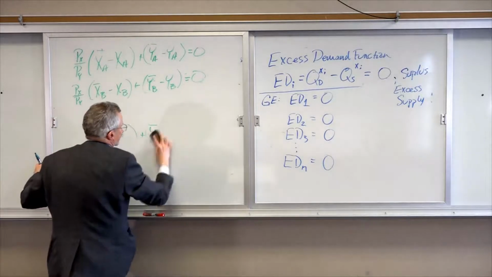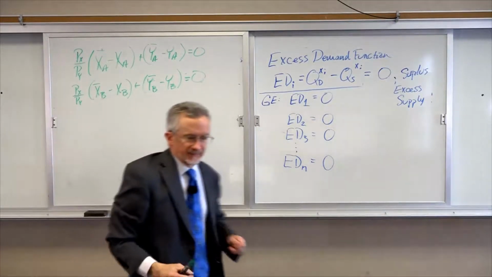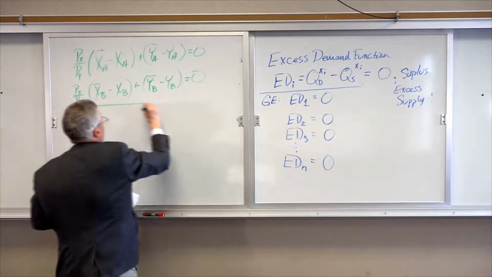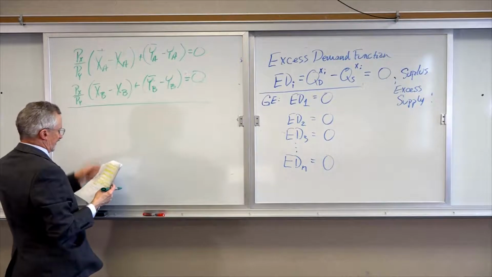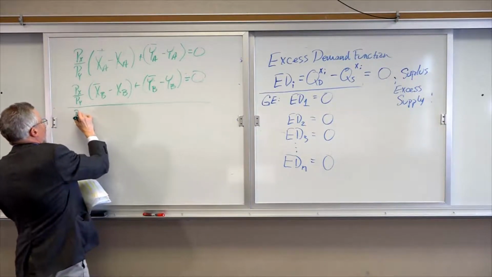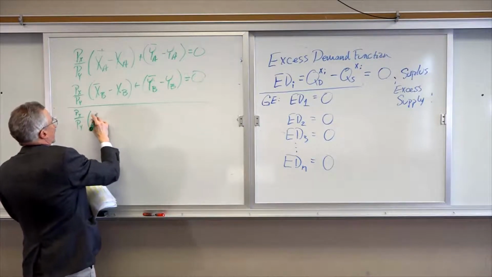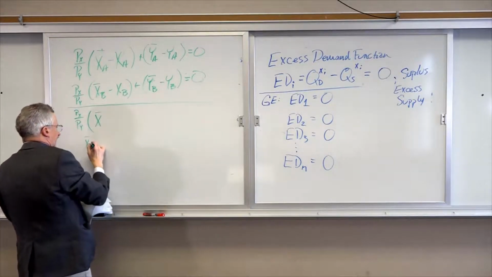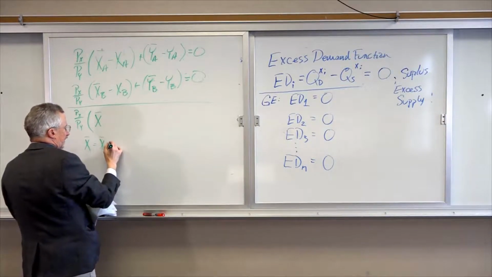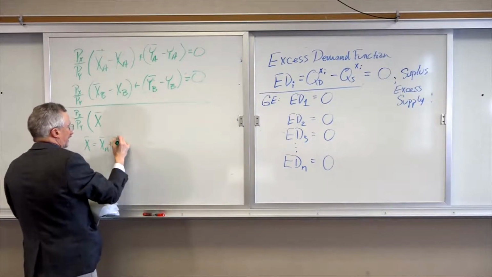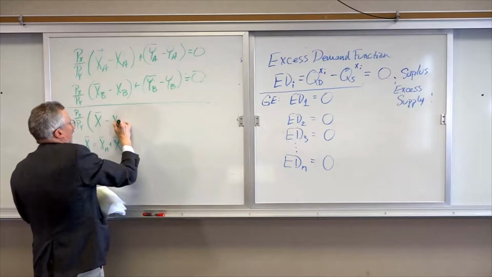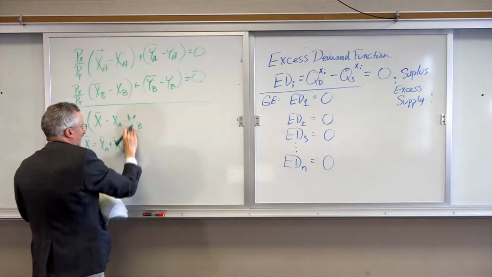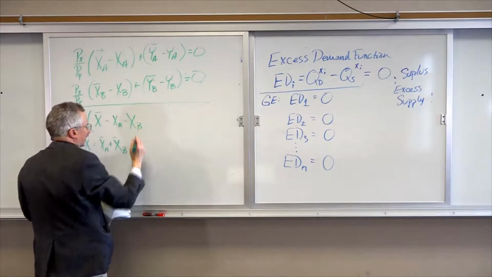Great. Well, I've just shown you something that's actually kind of important. If I add up these things, I'm going to sum those and get the entire economy. Add that up, and I can rewrite this as the following: PX over PY times, I'm going to add that to that, and let's just call that X bar. So X bar is defined as XA bar plus XB bar. We get X bar minus xA minus xB.